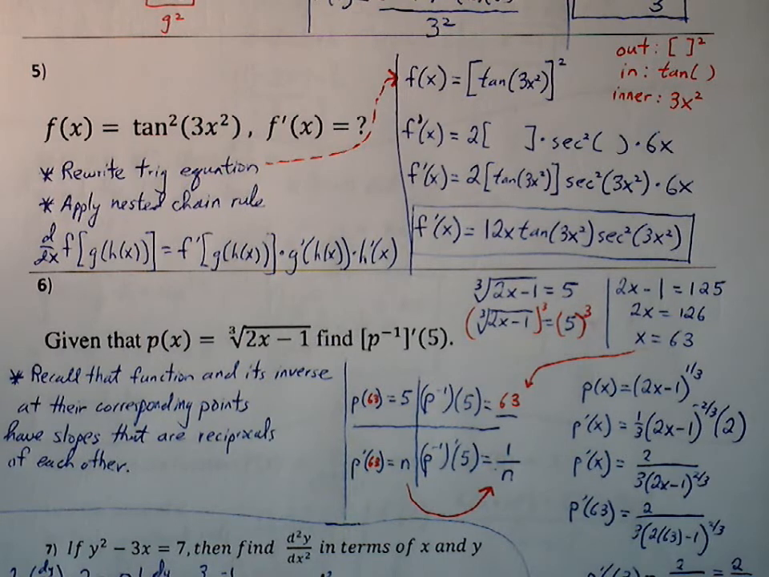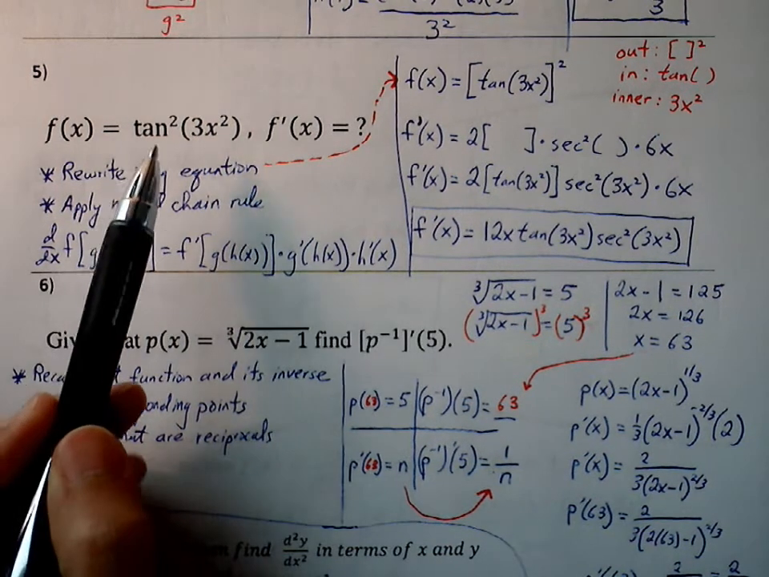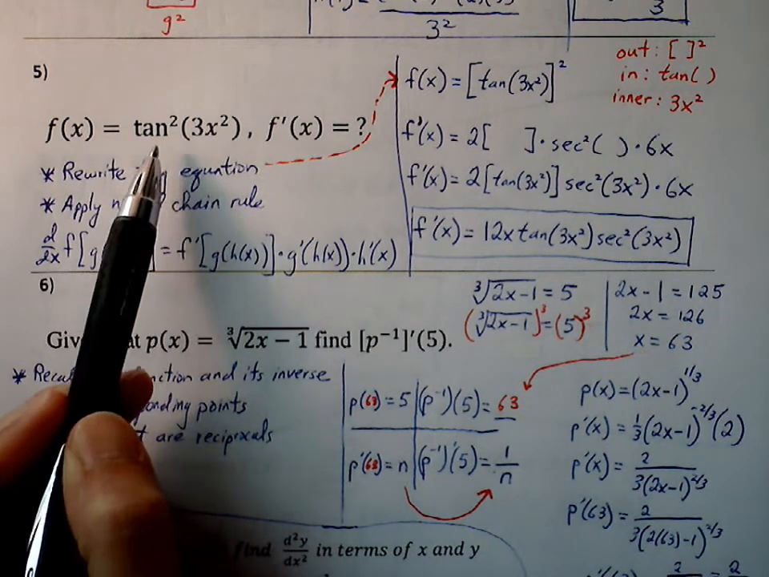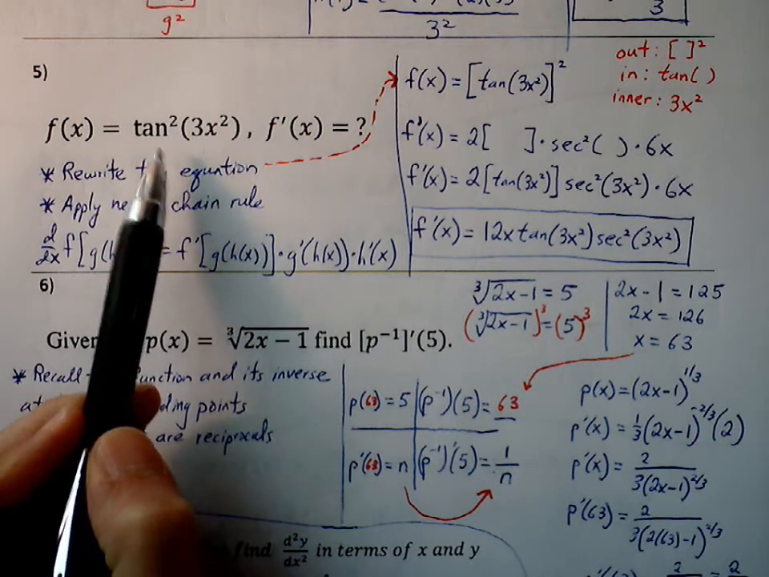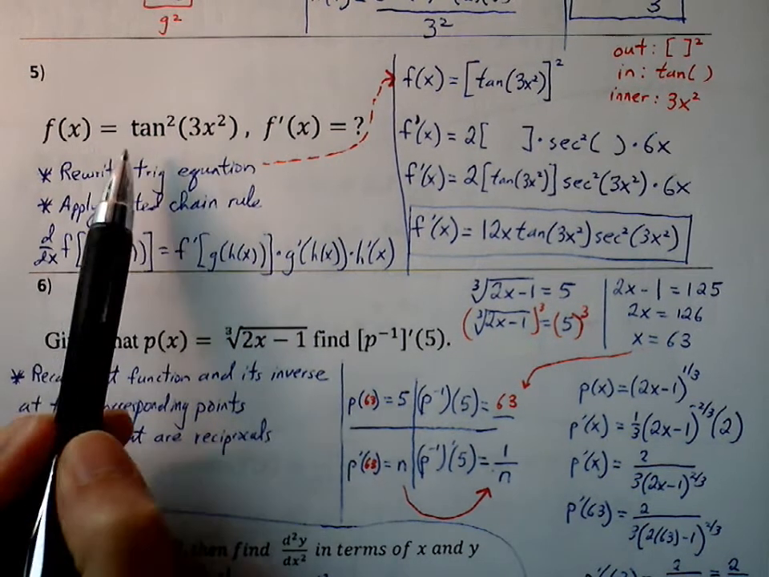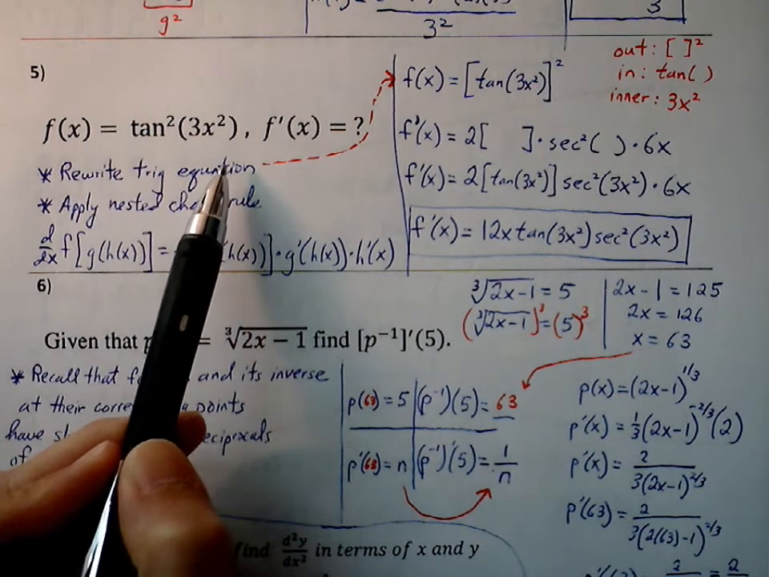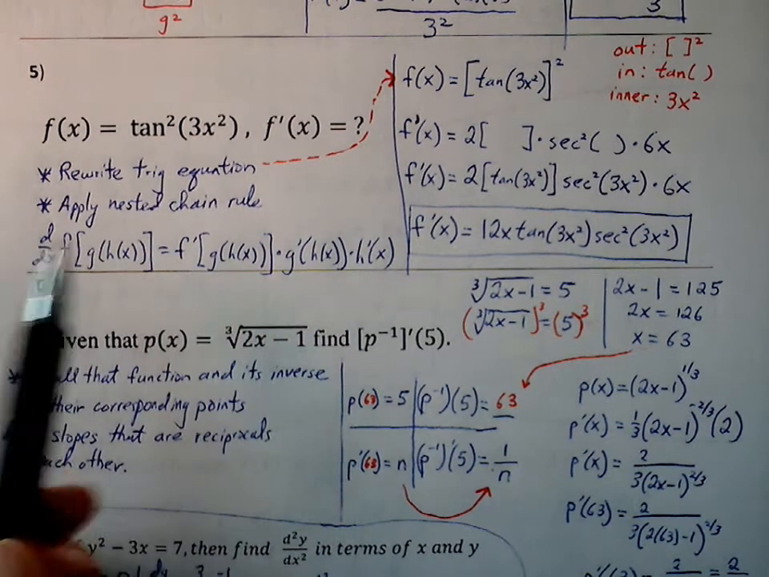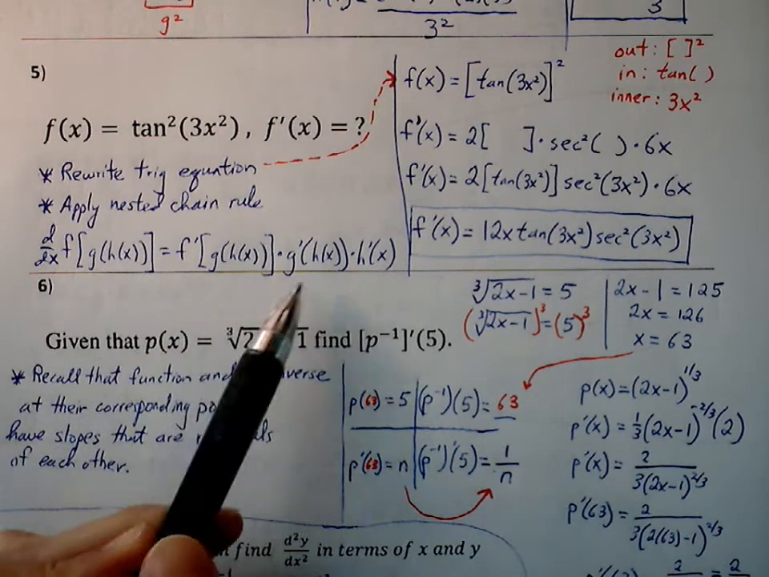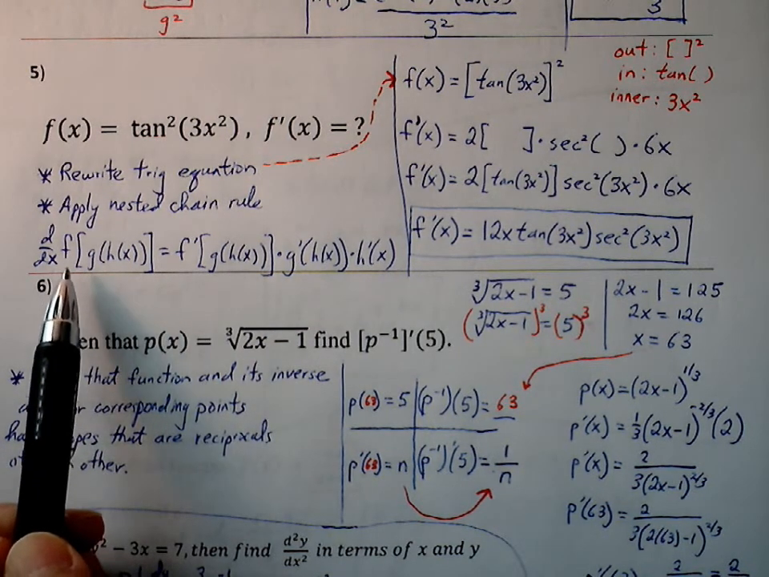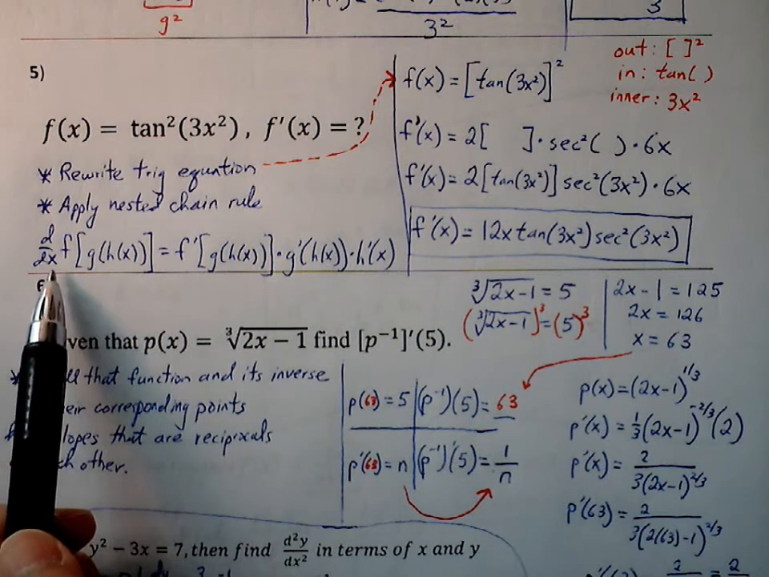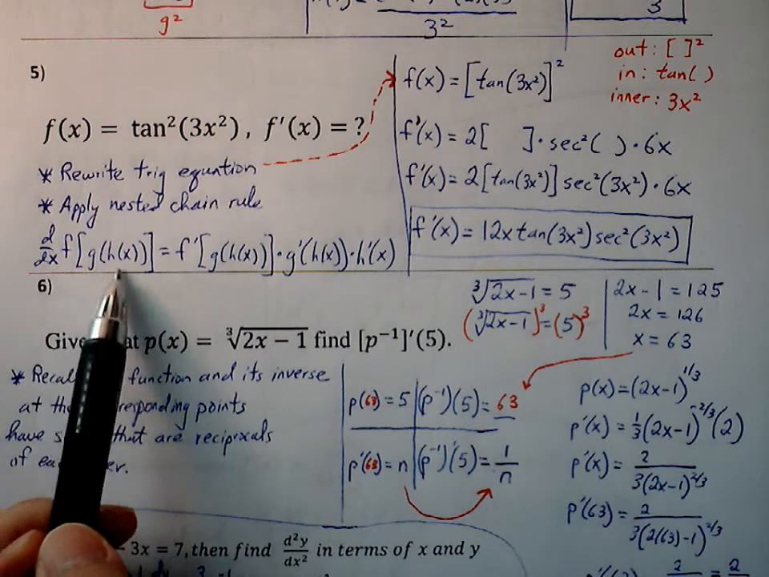Number 5, we're asked to find the derivative. This is a problem that is chain rule, but there is a nested portion. It's not just outside and inside. There's an outside, there's an inside, and there's an innermost function. So if I want to spell out the different parts of chain rule, I can maybe use this as a notation to indicate what I'm doing. There's an outside, inside, and inner function.